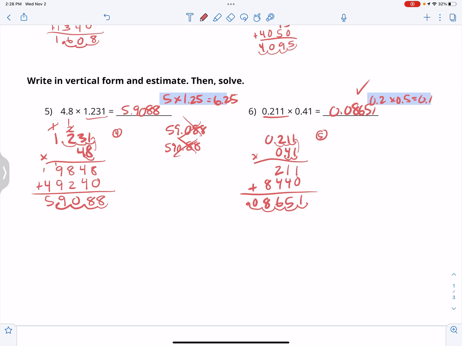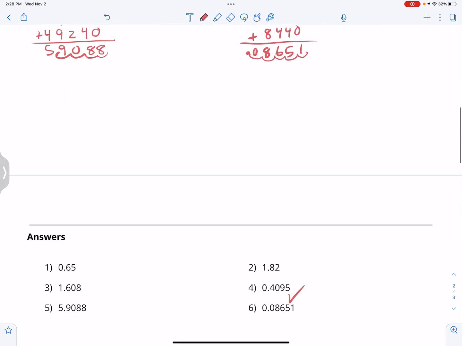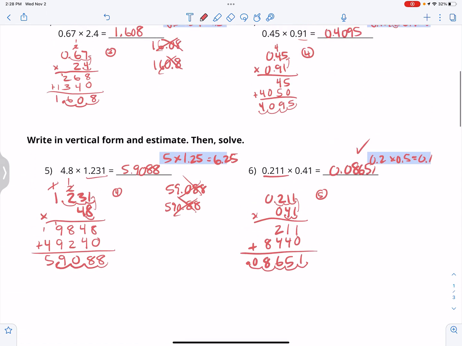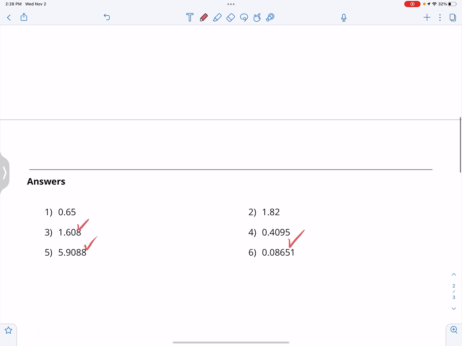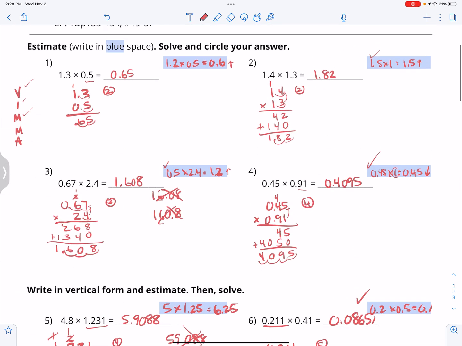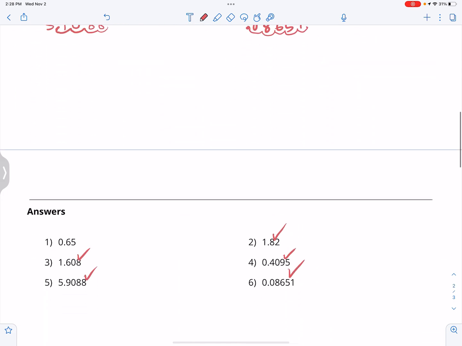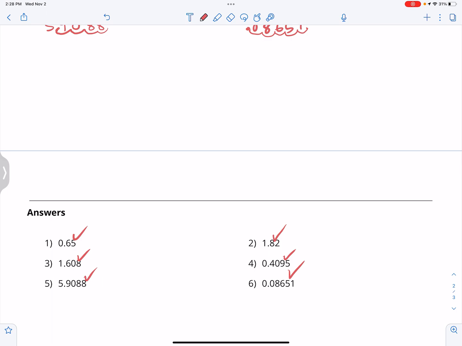And I do believe if I check my answers, this one checks out. 5 checks out. 3 checks out. 4 checks out. Hot dog, we're doing well. 2 checks out. And 1 checks out. Awesome.